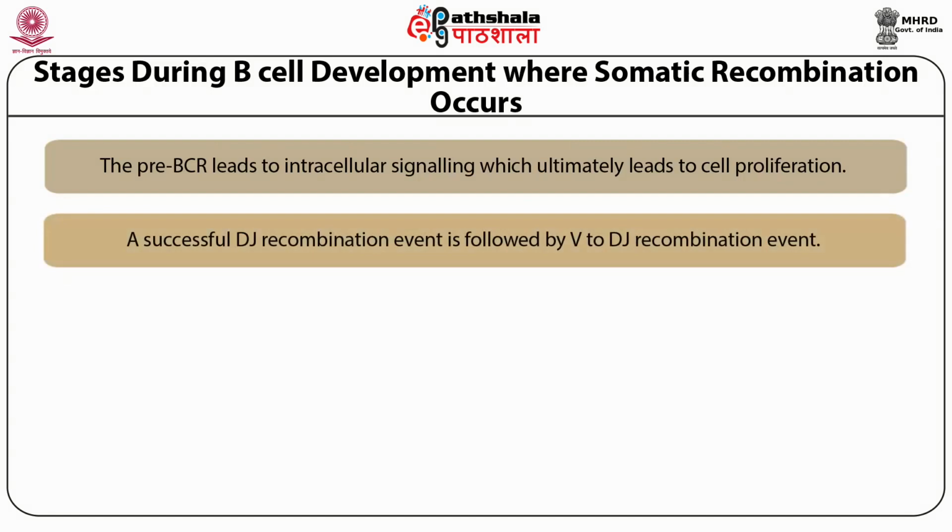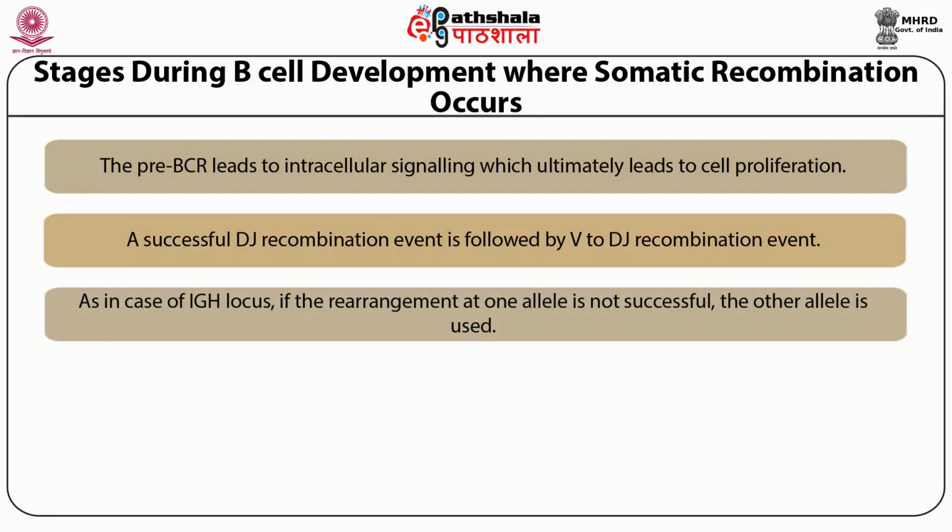A successful DJ recombination event is followed by a V to DJ recombination event. And after the rearrangement of the IgH locus, the light chain loci undergo V to J recombination in the pre-B cell stage. As in the case of the IgH locus, if the rearrangement of one allele is not successful, the other allele is used. On the other hand, in case the first allele undergoes a productive rearrangement, allelic exclusion of the other allele ensues.